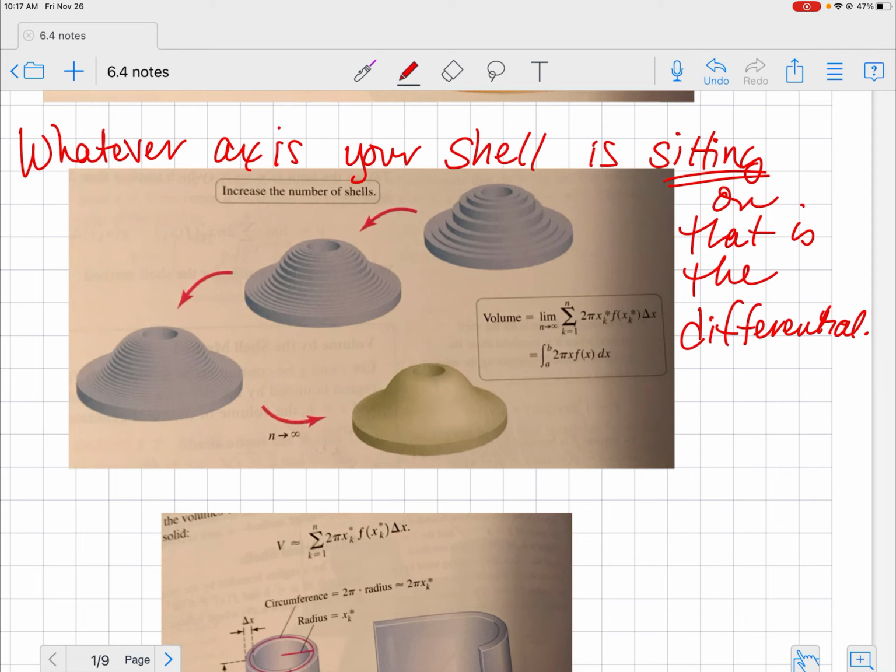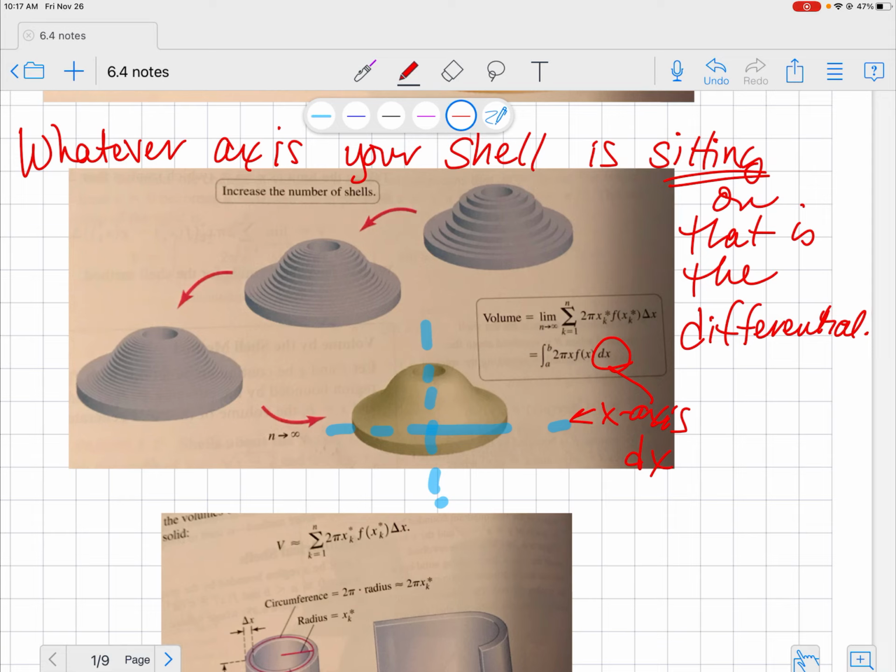So here for this one, I'm revolving around the y-axis, but do you see how I am sitting on the x-axis? That means I'm going to have a dx right there. So because I'm sitting on the x-axis, I'm revolving around the y-axis. It's the opposite for your differential. It's the opposite variable. All right? So everything up to this point, whatever the differential is, that's the axis you're revolving around. That's the variable that you're using.